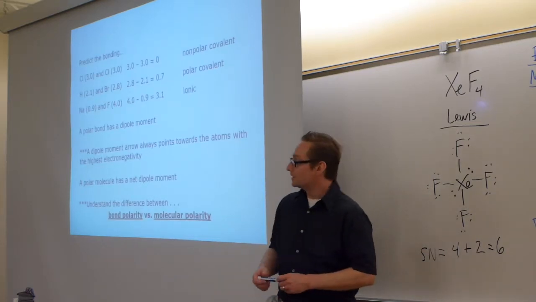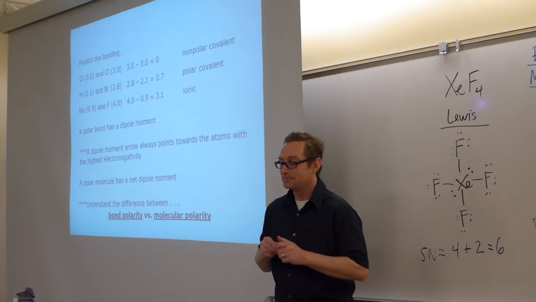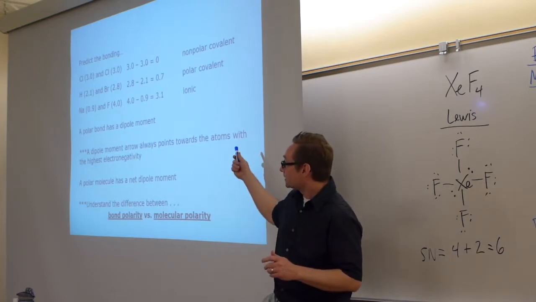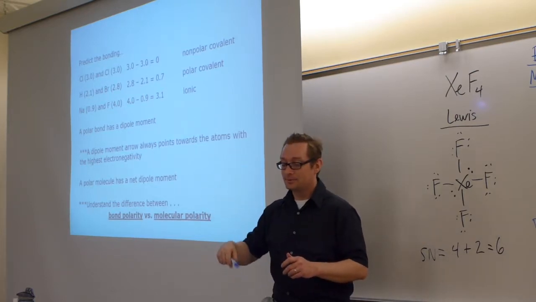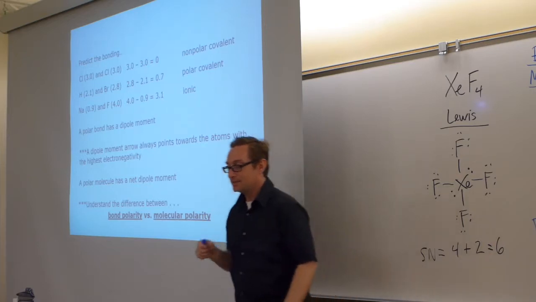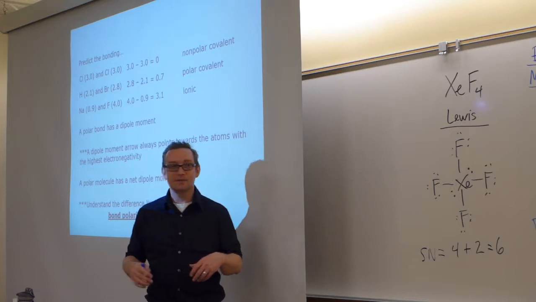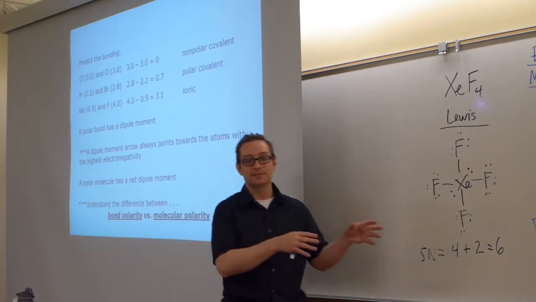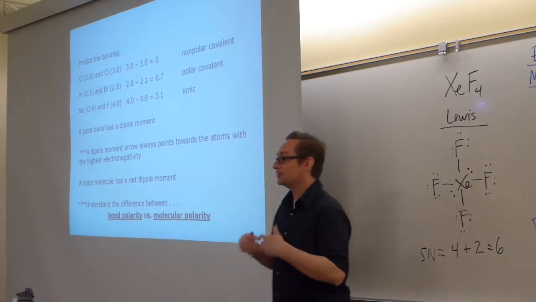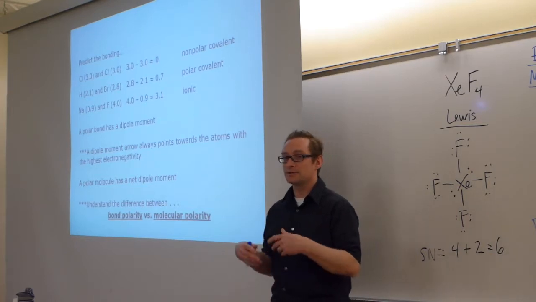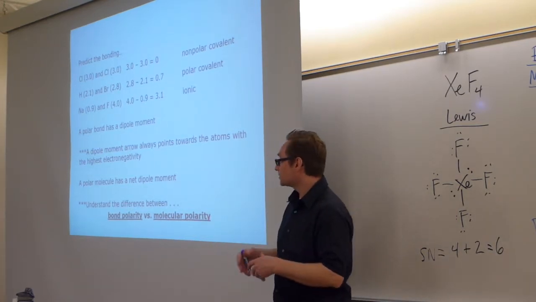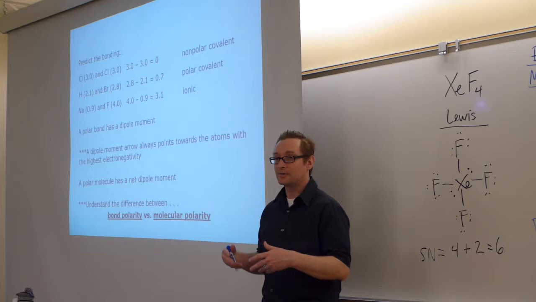So this gets me to polarity again. This is actually a slide from chapter 9. But I'm showing it again because in chapter 9, all we talked about was bond polarity. Now that we've done VSEPR, now that we have shapes to deal with, we can look at the polarity of molecules, not just the polarity of bonds. So what's the difference between bond polarity and molecular polarity?